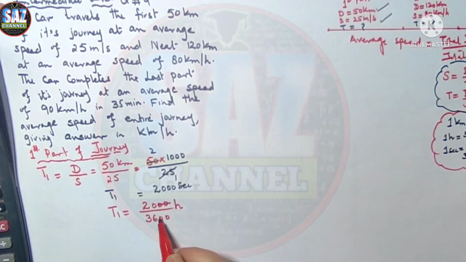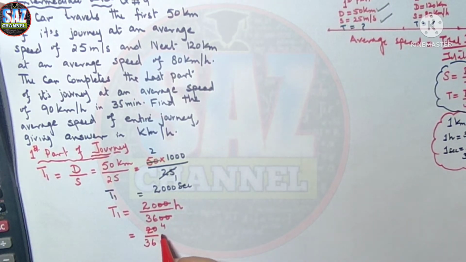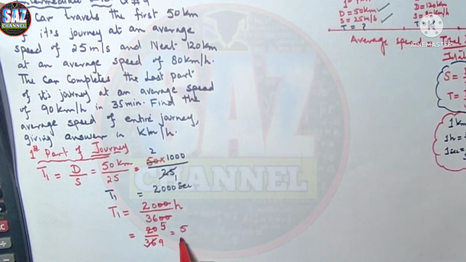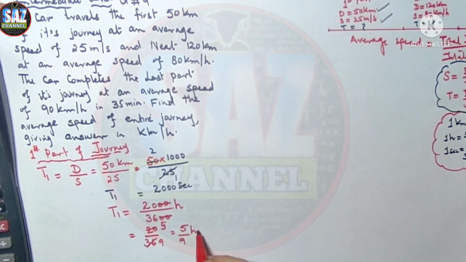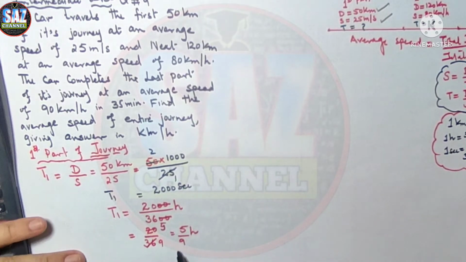These 2 zeros will go, and I will be left with 20 by 36, which gives me 5 fours and 5 nines, which is equal to 5 by 9 hours. Okay, T1 is 5 by 9 hours, and let me underline this.